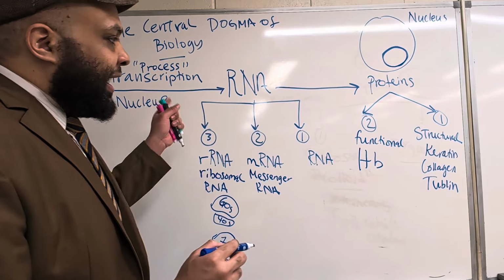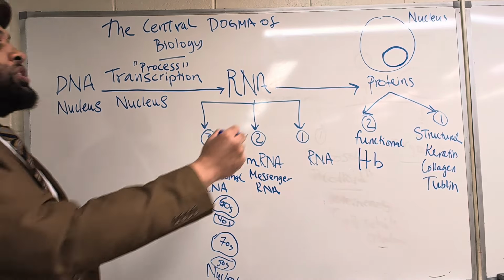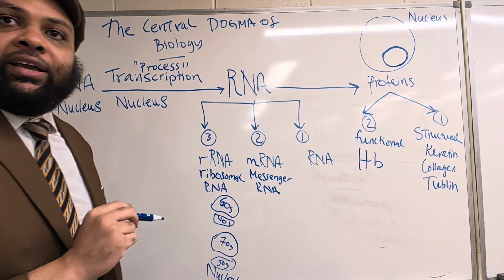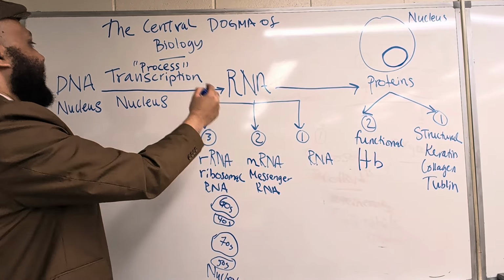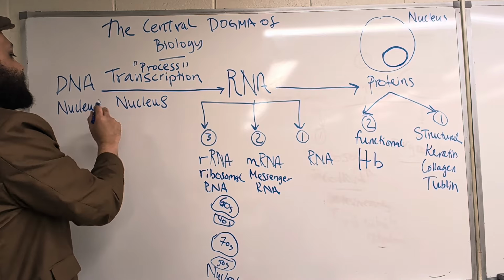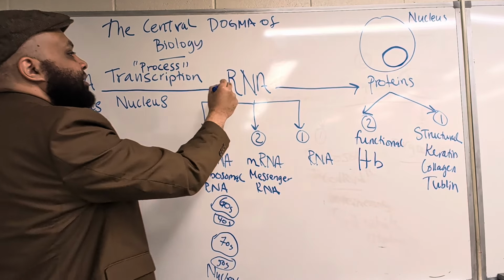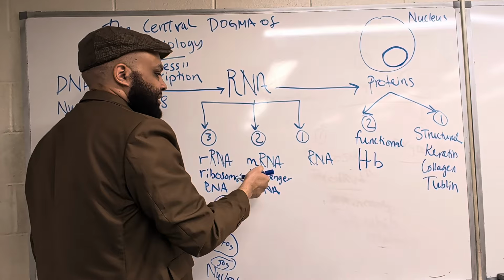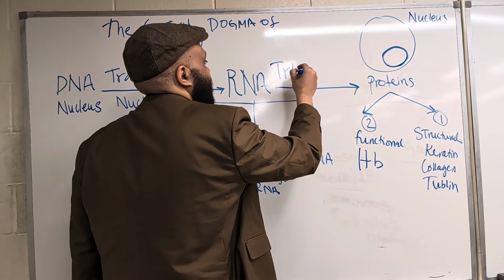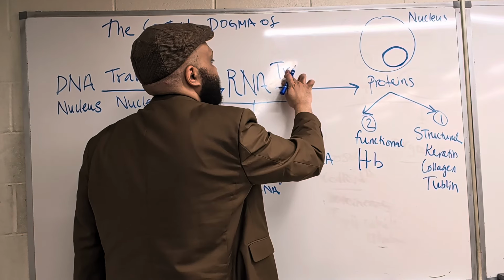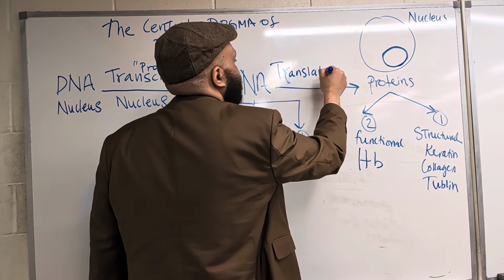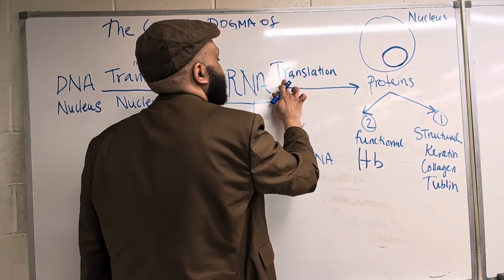But what does the law say though? The law says you're never getting proteins unless you have an RNA. And you're never getting RNA unless you transcribe DNA. So the first step is you transcribe DNA in the nucleus. Then you would get RNA, mRNA. That's the one that we transcribe. And then we translate. That's another process. Translation.